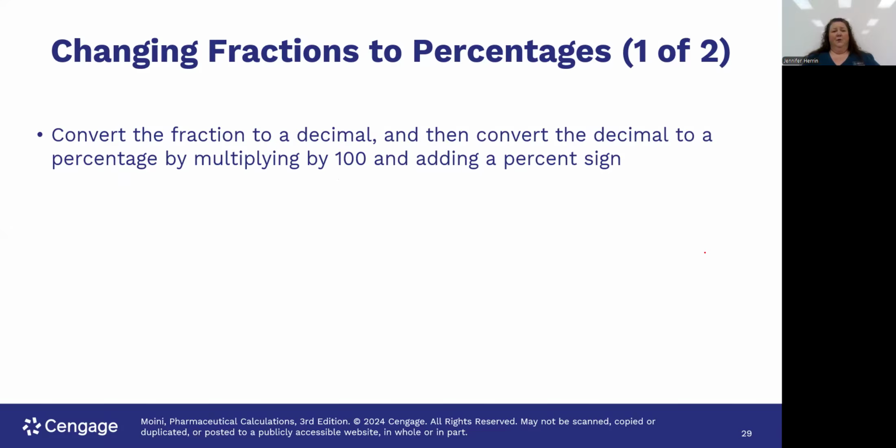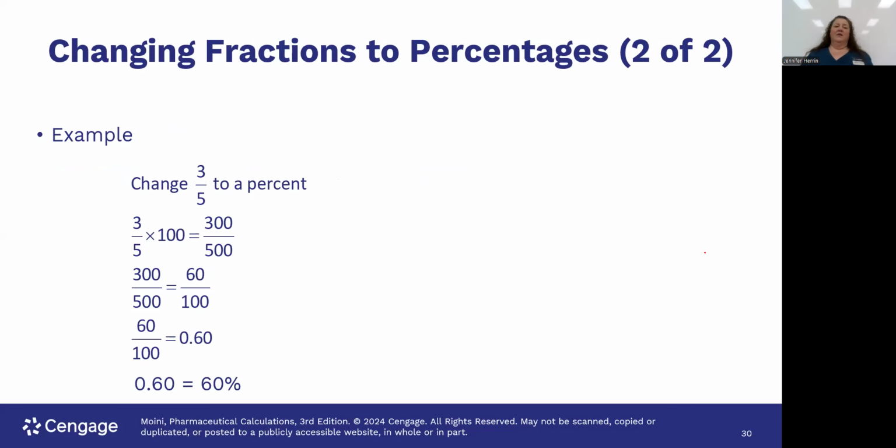Changing a fraction to a percentage. So for this, you're going to convert the fraction to a decimal and then convert the decimal to a percentage by multiplying by 100 and adding a percent sign. So if I were to give you an example such as 3/5 and ask you to convert that to a percent, we can simply take 3, divide it by 5, and multiply by 100.